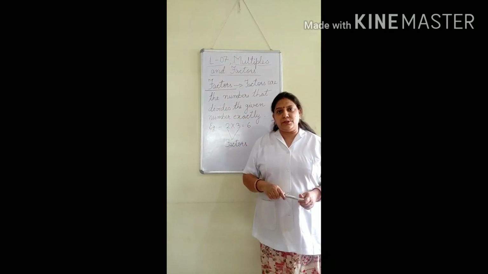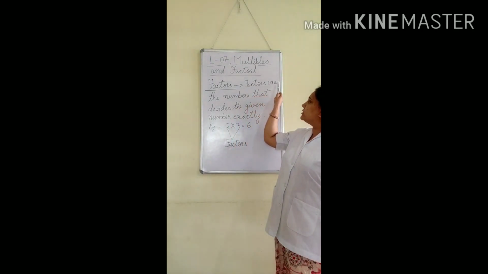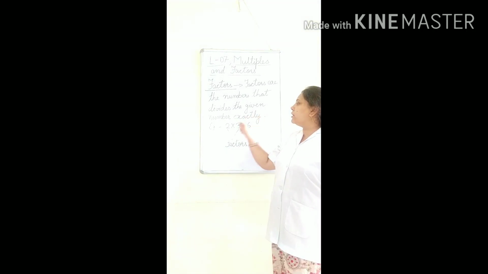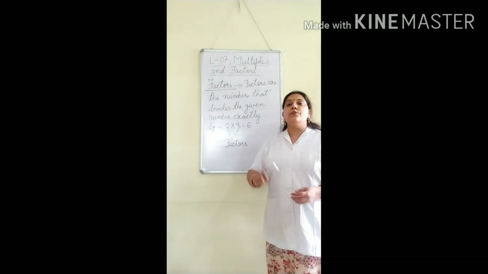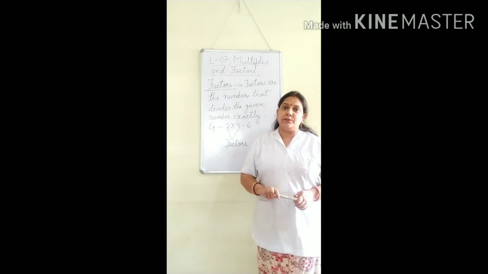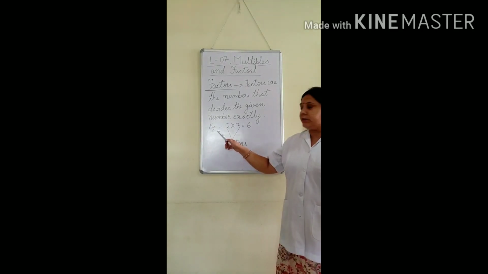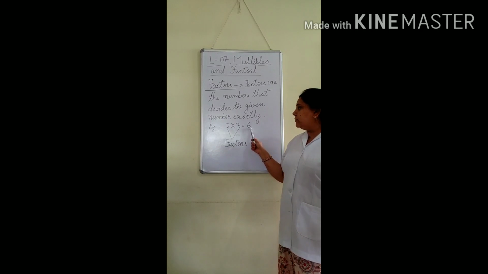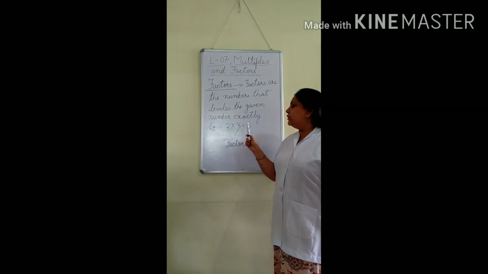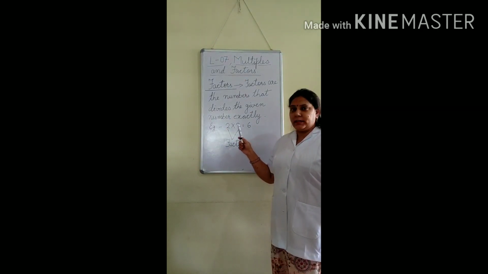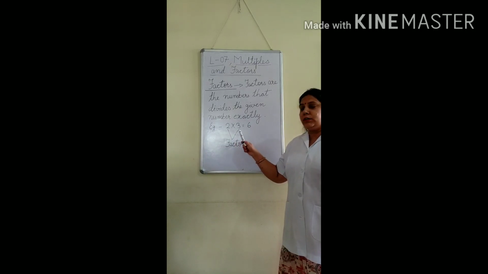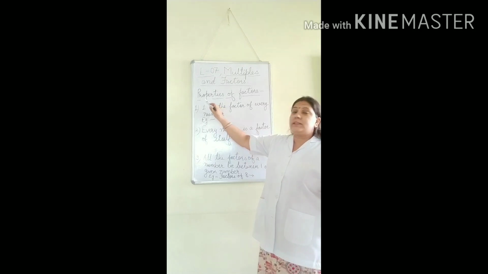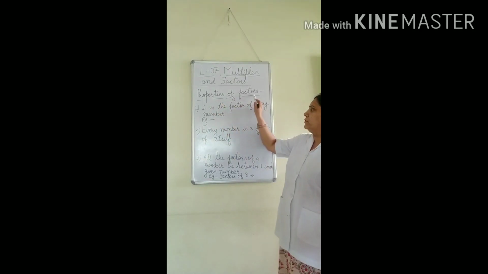What is a factor? Factors are the numbers that divide the given number exactly without leaving any remainder. An example of it is 2 into 3 is equal to 6. Here 2 and 3 divide 6 exactly. So 2 and 3 are the factors of 6. Let's see the properties of factors.